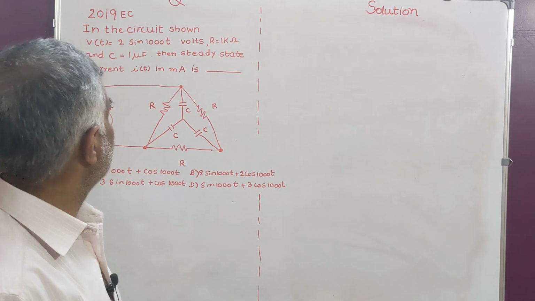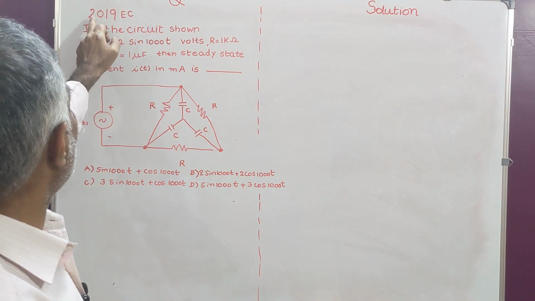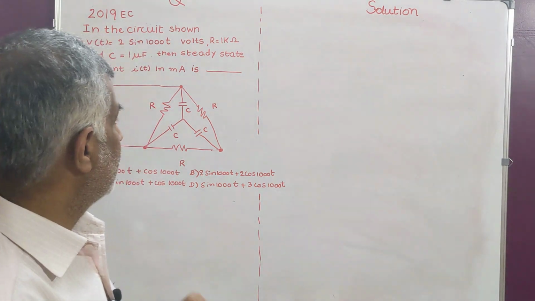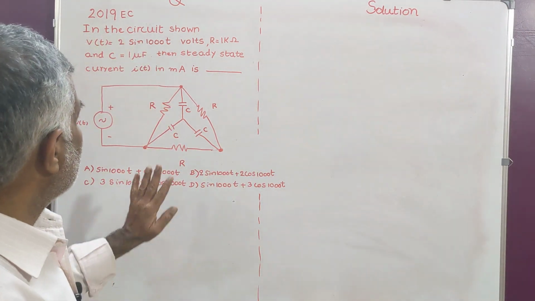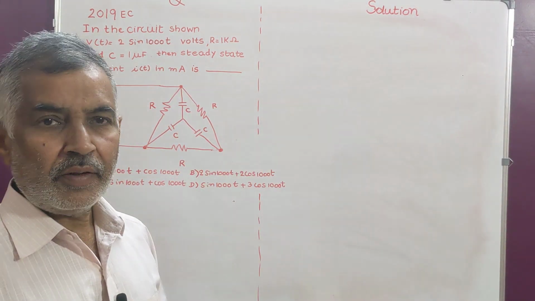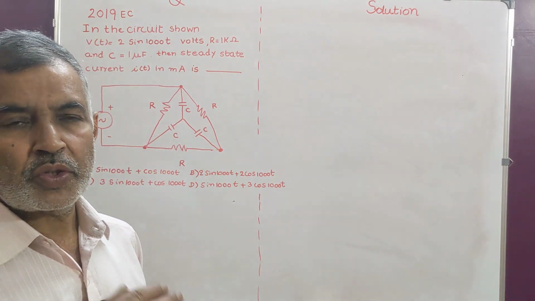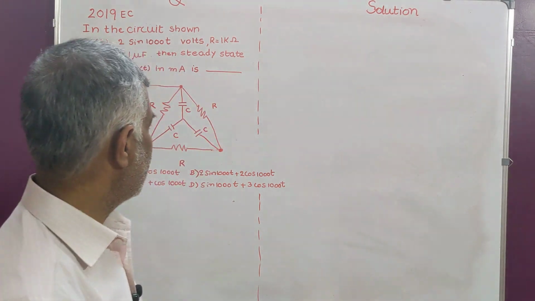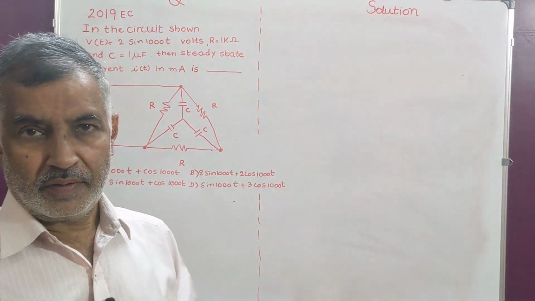Good morning, students. To continue with solving GATE paper questions, 2019 EC paper, a problem on an AC circuit. The AC circuit is here. It looks like an outer delta. You have come across delta to star and star to delta transformation. Outer delta and inner star.